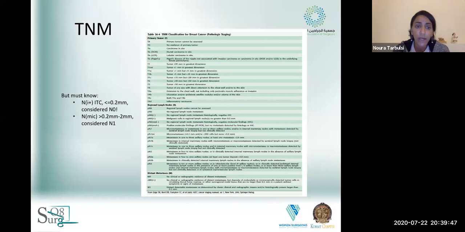N(mic) or N micrometastasis. It's a very tiny focus of invasive cancer inside the lymph node that's more than 0.2 millimeter. So it's a bit over the isolated tumor cells, but it's not more than 2 millimeter. And it's considered N1.